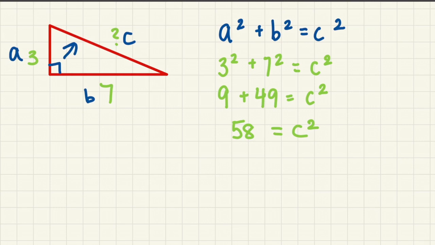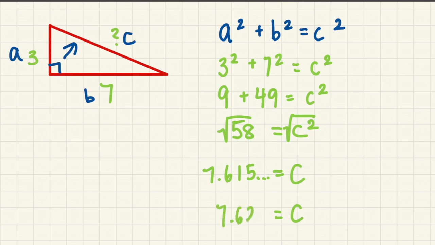Now my next step is that I have to take the square root of both sides so I find out what c is. So the square root of c squared is c. The square root of 58, I just plug that into my calculator, and I get 7.615, a bunch of other numbers after it. But I'm going to round to the hundredths place, so I'm going to say that c is 7.62. So I found my hypotenuse was 7.62 units.